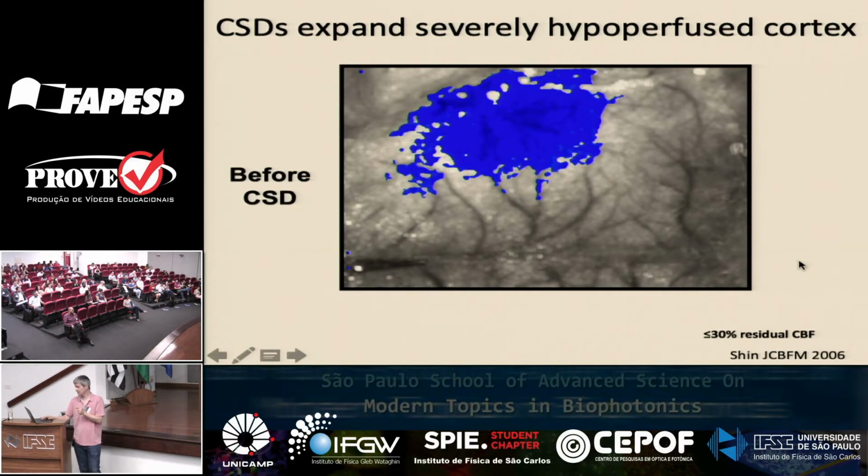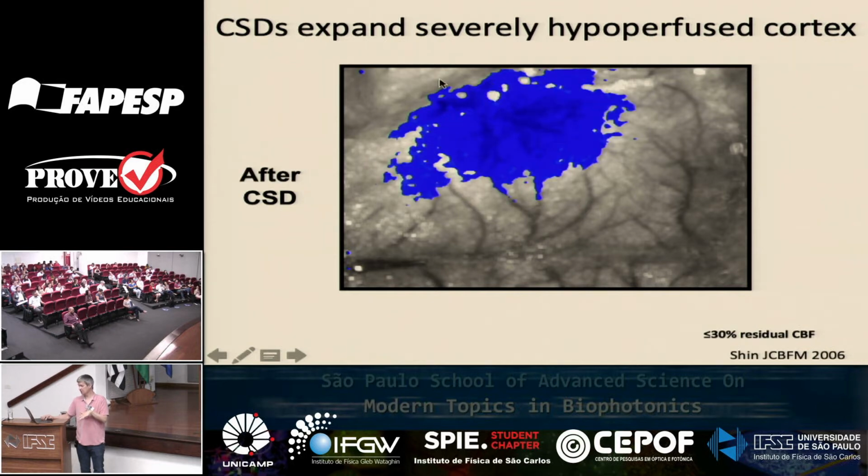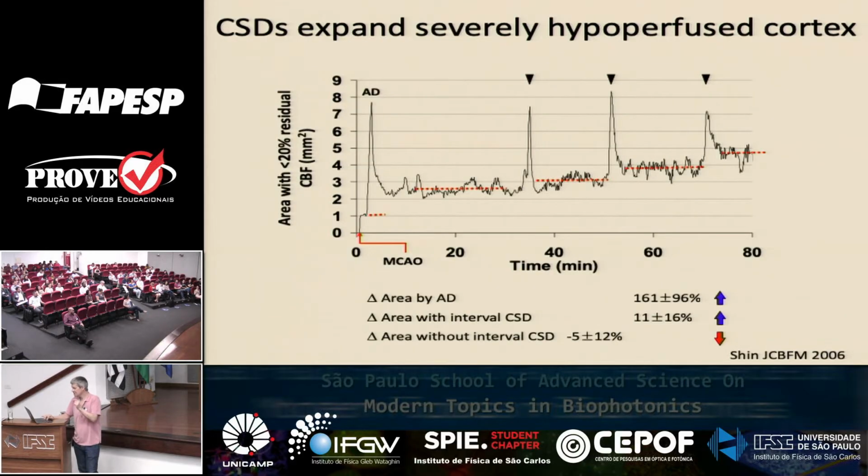And actually, if you look at this, this is the core of the stroke defined as blood flow below 20%. This is before spreading depression. Immediately after spreading depression, you see that the core of the stroke grew, right? So this is tissue that's dead. It's never going to survive. Okay, so this is looking at the area of that core of the stroke, and you can see after every spreading depression wave, the core gets bigger and bigger, right?